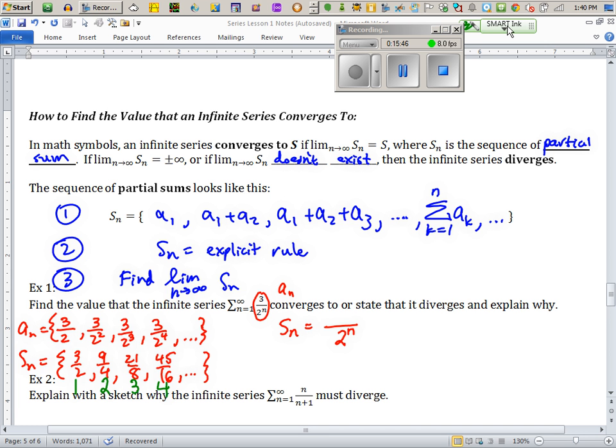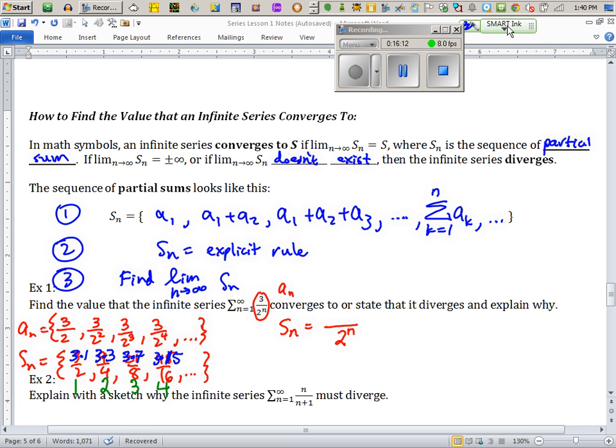Okay? The numerator is a little bit harder to figure out. It might help if I rewrote this numerator for you. If I wrote this as 3 times 1, 3 times 3, 3 times 7, 3 times 15, it might pop out at you more. Do you see it now? The top is always 3 times something. That something is always what?